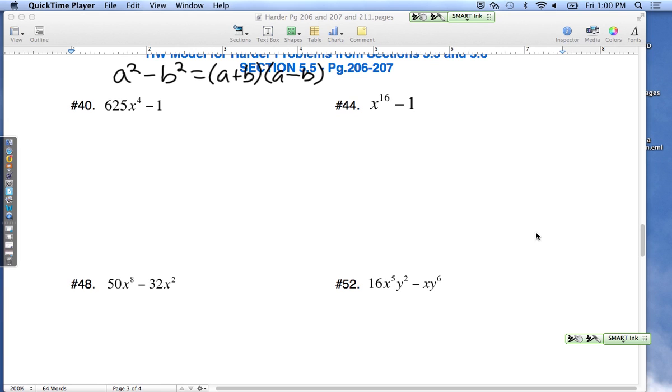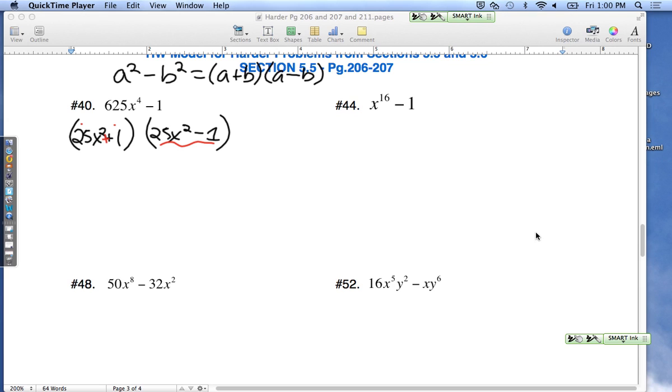625 is 25 squared. So this breaks down into the binomial factors 25x squared plus 1, 25x squared minus 1. Now the first factor is as simplified as it can be. Even though I have perfect squares, I'm connected by an addition, so it's finished, it's done. But the second binomial factor can be unpeeled one more layer, or it can be factored one more time.